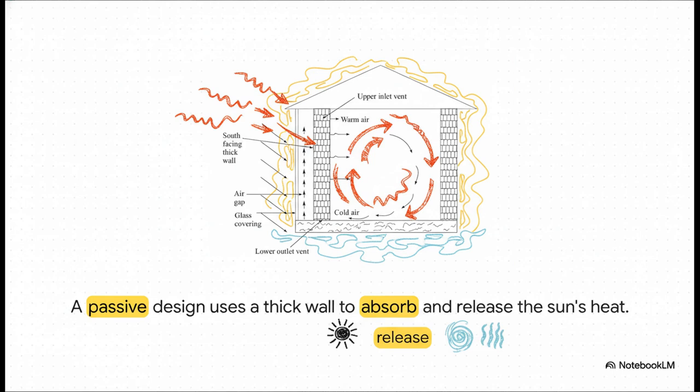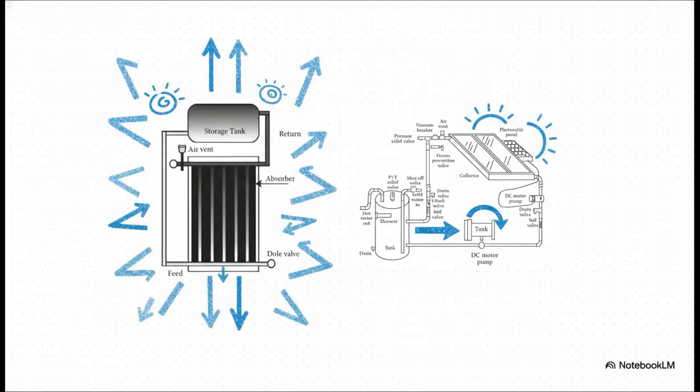It's a perfect example of passive design. You have a thick, dark wall that faces the sun, and it just soaks up heat all day long. A glass layer on the outside helps trap that heat. As the air in that gap gets warmer, it naturally rises and flows into the house through vents at the top, while cooler air from the room gets pulled in at the bottom. It's a completely natural heating loop. No pumps, no fans.